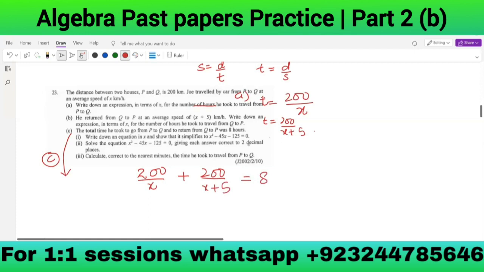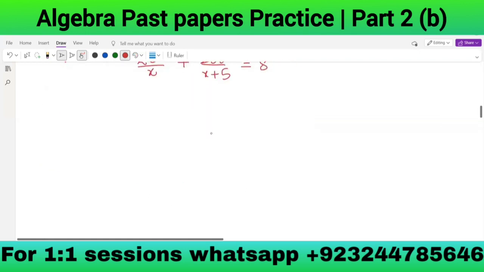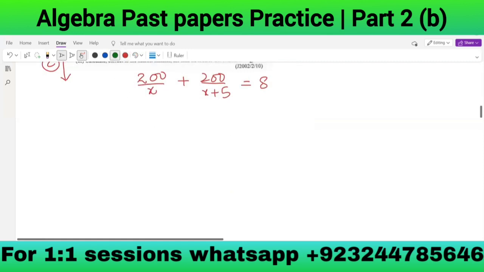Okay. So now what are they saying? Write down an equation, 8 hours. Write down the equation in x to show that it simplifies to, okay, now we have to simplify this equation. So it should simplify to the expression. Okay, so multiplying this side with x plus 5.